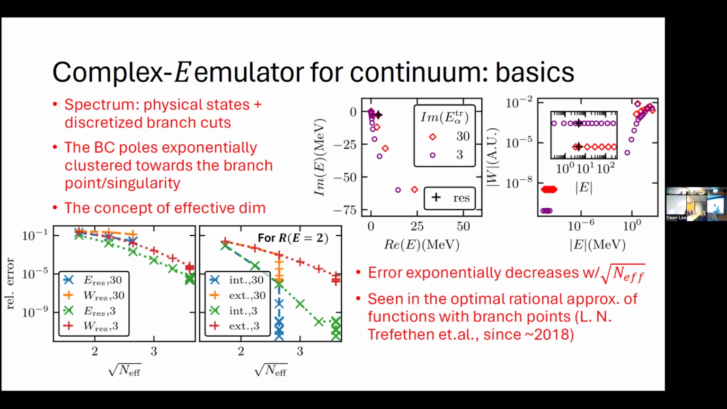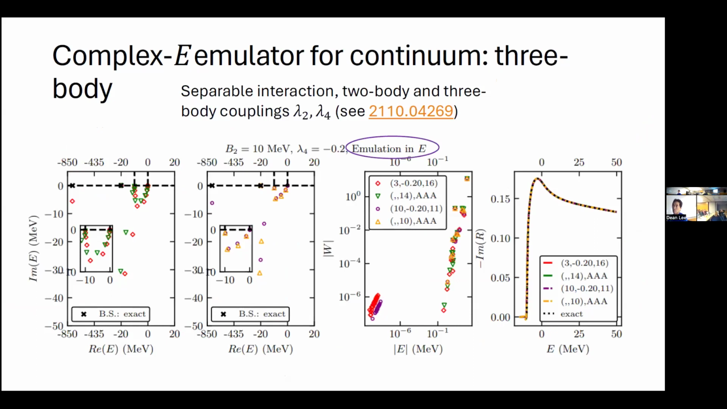This is about the spectrum, and you can also think about emulation for the T matrix, for response functions at some particular test point, energy equals 2. And you can see you also have this exponential behavior with the square root of the dimension. Okay. Now I want to move to 3-body. You can do the same thing for 3-body. Now, if you look at emulators, you have 2-body and 3-body interaction.